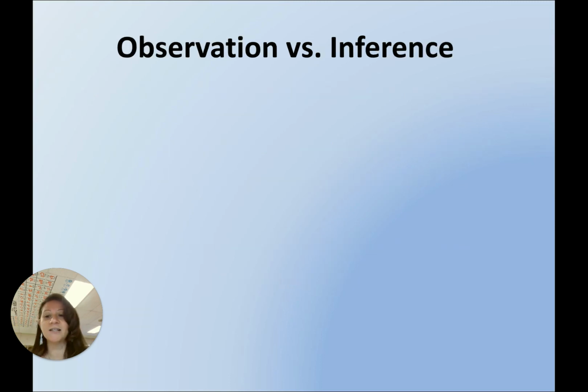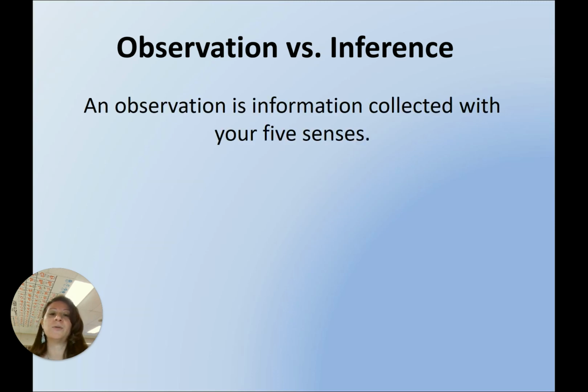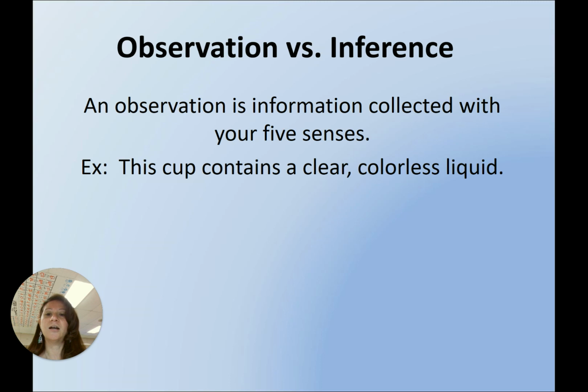In science and in chemistry specifically, we only make observations, we don't make inferences. Observation means it's information that is collected with your five senses, so something that you can see or hear or feel. For example, if I have a cup and I say, oh, it has a clear colorless liquid in it, I can see that it's clear, I can see that it's colorless, I can see it's a liquid, so that is an observation.